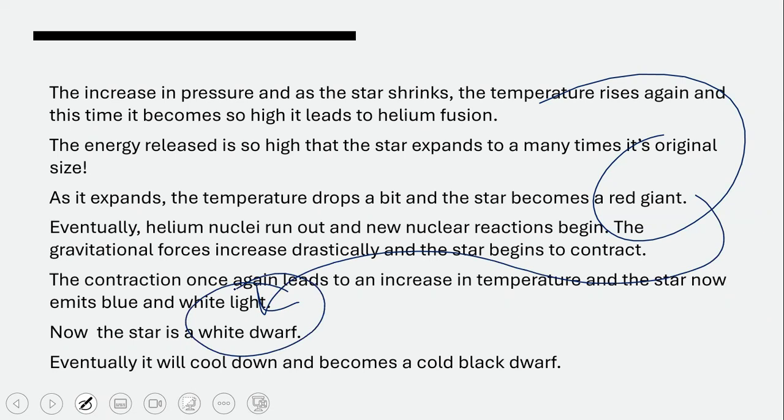It will only produce blue light and white light. And eventually, as it keeps on getting colder and colder and colder, it's going to turn into a completely cold black dwarf. So this is what actually ends up happening to our star.